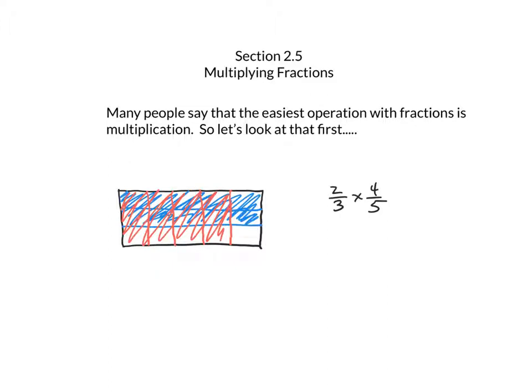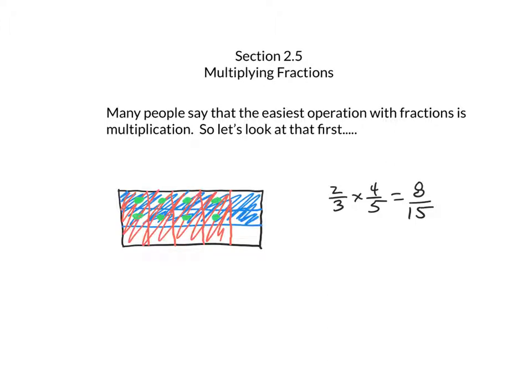Well, there are a total of 15 equal pieces in that rectangle because it's a 5 by 3 rectangle. And I'm going to shade this in green, 1, 2, 3, 4, 5, 6, 7, 8 out of those 15 pieces shaded in both the blue and the red. That shows me that 2/3 times 4/5 is equal to 8 out of 15, or 8/15.